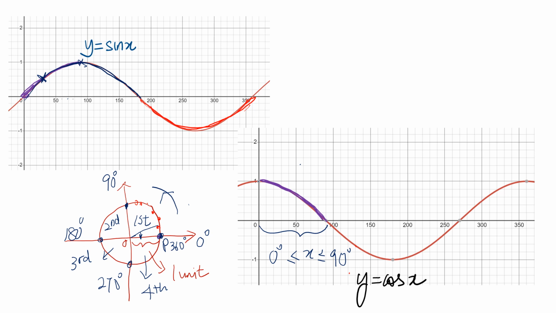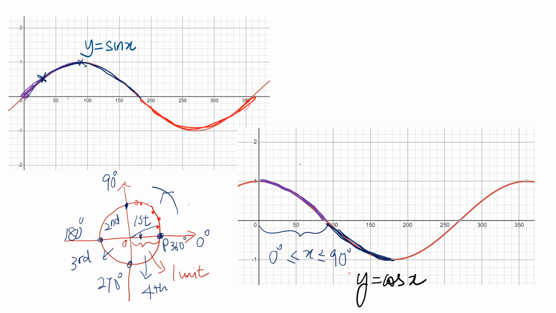However, between 90 to 180, you will see that you actually get below the x-axis. In other words, the cosine of any angle between 90 to 180 is negative, and you can just try it out. Cosine 91, you get a negative value. Cosine 178, you get a negative value.